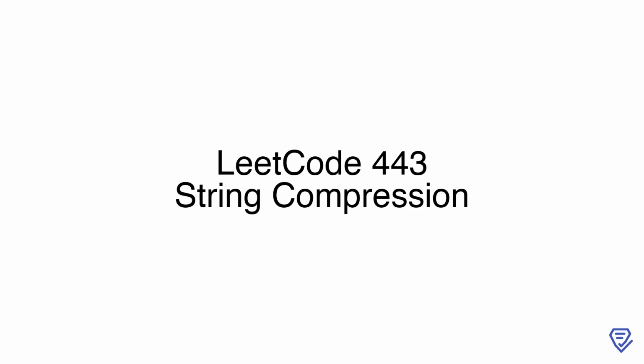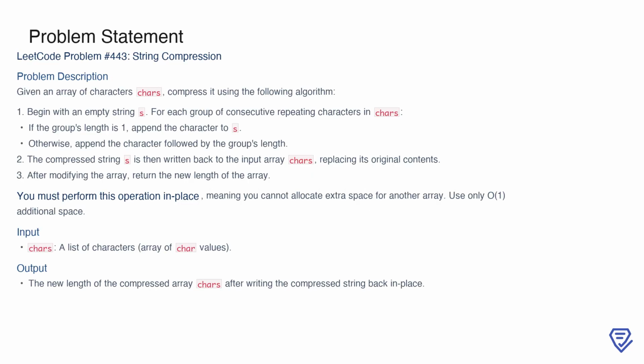Let's dive in. In this problem, we are tasked with compressing an array of characters using an in-place algorithm. The goal is to take the input array, which contains characters, and modify it to store the compressed version directly within the same array. The compression follows a simple rule. For each group of consecutive repeating characters, if the group has a length of 1, we simply keep the character as it is. If the group's length is greater than 1, we append the character followed by the length of the group. Once the entire array is compressed, we return the length of the modified array.